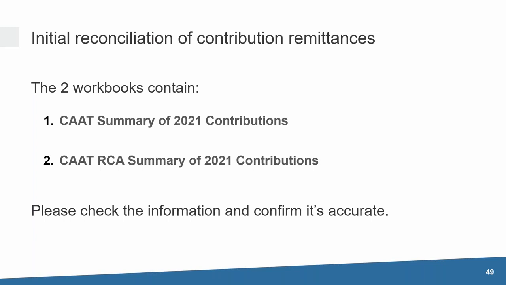The 2 workbooks will contain the summary of CAT 2021 contributions and the summary of RCA 2021 contributions. Please go through these 2 spreadsheets in detail and verify the reported figures to ensure that what was remitted to CAT Pension Plan and CAT RCA, if applicable, is what is reported on the spreadsheets.